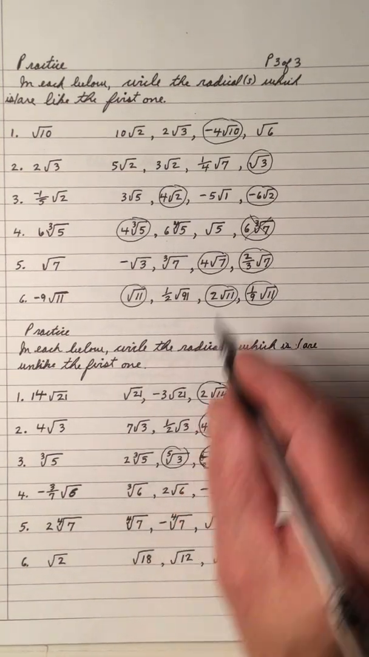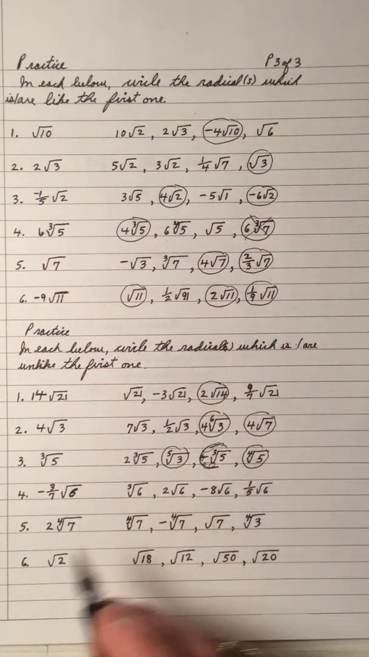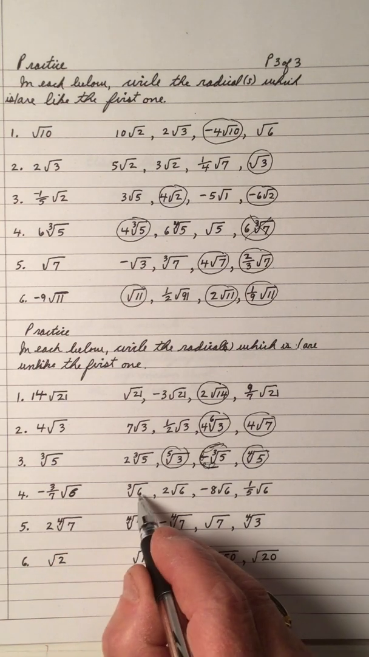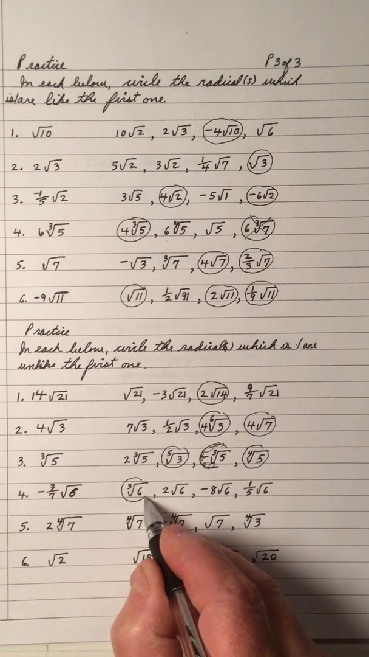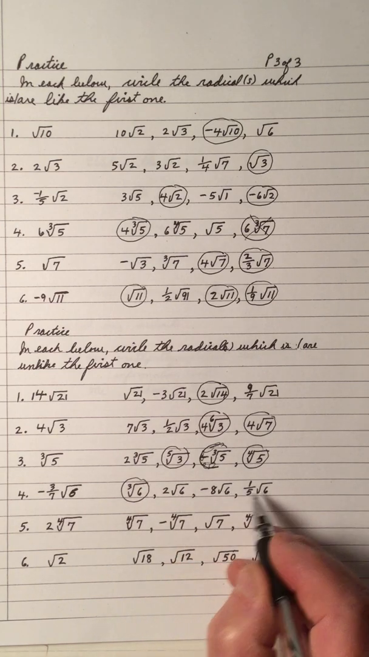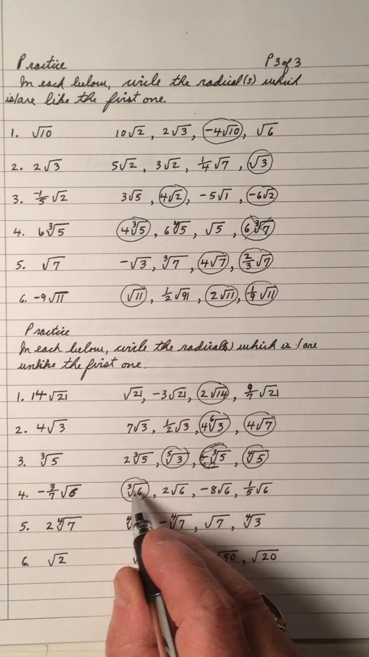I changed the question, so up here I was saying which ones are alike. I circled them. Now I got to circle the unlike ones. The square root of 6, not like it. That one is not like it. This one is like it, this one is like it, and this one is like it. Square root of 6, square root of 6, square root of 6. This is the cube root of 6, not like.